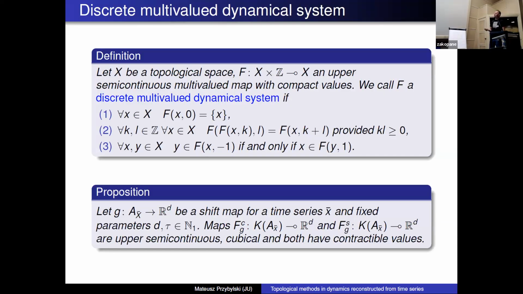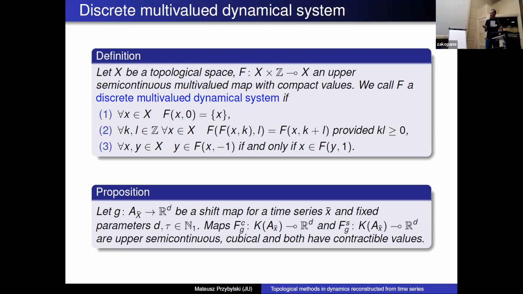So the proposition here gives us the most important features of those two multi-valued maps, namely they both are upper semi-continuous. This is a kind of continuity for multi-valued maps. Both are cubical. That means that the map is constant on the combinatorial interior of the cube, and the value is a union of cubes. And the most important for us, both maps have contractible values.